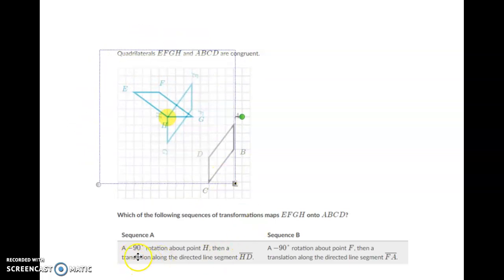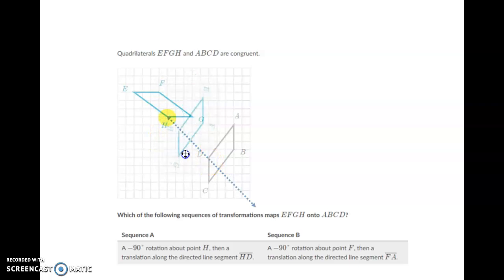And then slide, translate, along line HD. So there's H right there. See H? And it's going to slide to D. Will these shapes match if I slide that right to D? Yeah, that works. So we say, yes, sequence A works. Let's back these things off, and then let's try the next one. These take a lot of practice to get a hang of it.